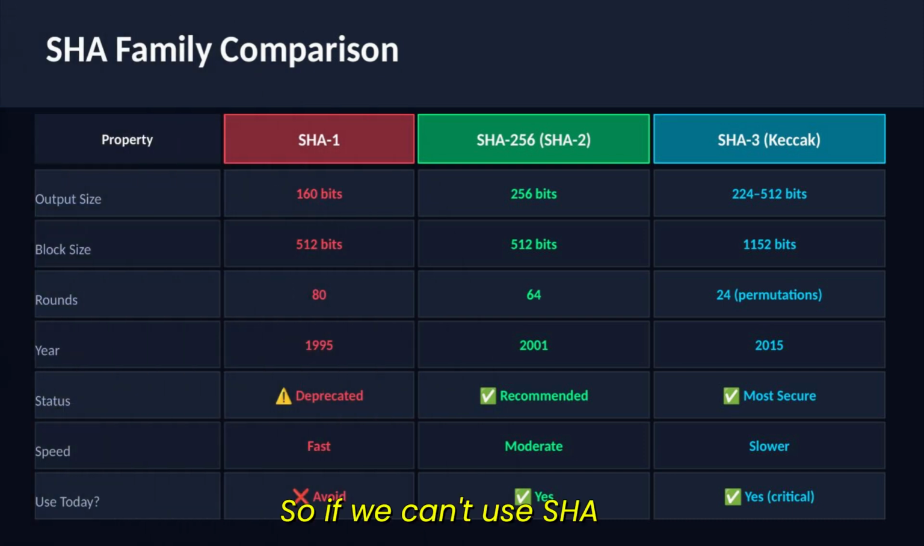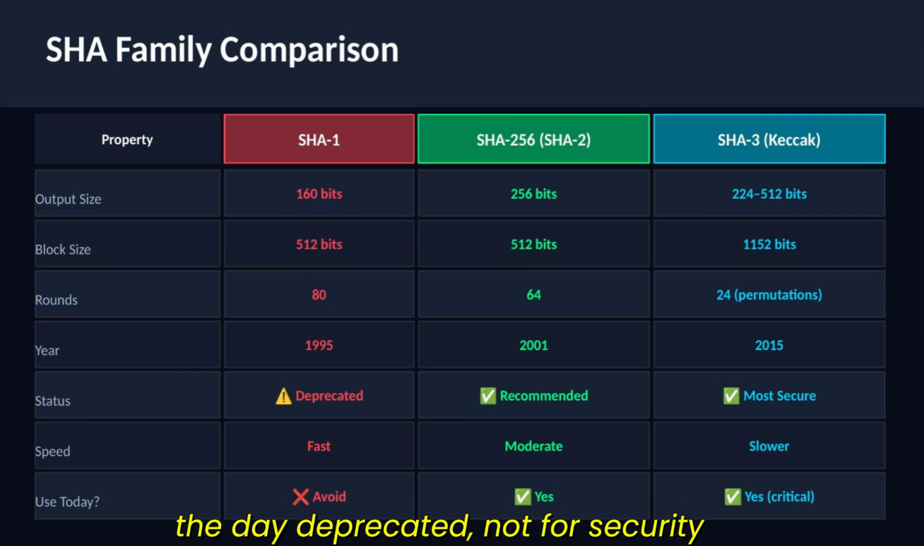So if we can't use SHA-1, what should we use? Let's compare the full SHA family. SHA-1 gives 160 bits output, uses 512-bit blocks, runs 80 rounds. It was released in 1995 and is today deprecated, not for security use.